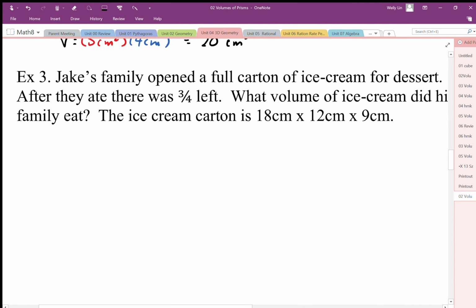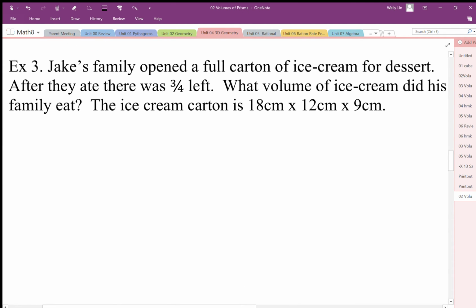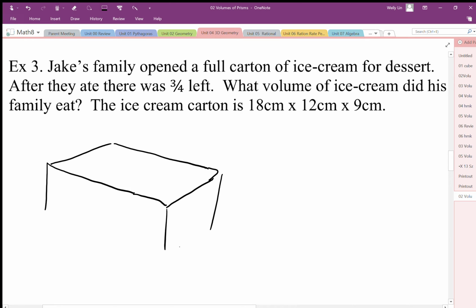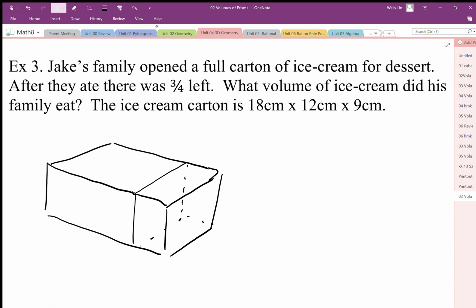If I take a look at this next example, we have Jake's family. They open a full carton of ice cream for dessert. If you imagine a carton of ice cream that you buy at maybe Safeway, it comes in a rectangular box. It kind of looks like that. After they eat, there's 3/4 left. So I'm just going to slice this into 3/4 here. We'll say this is lemon flavored. So that's what's left. What volume of ice cream did this family eat?